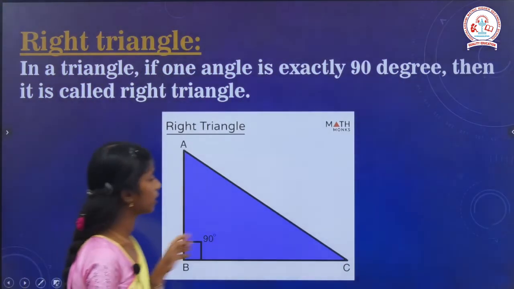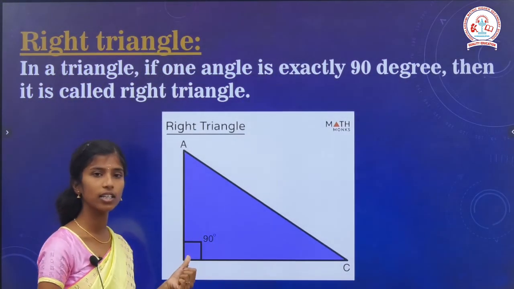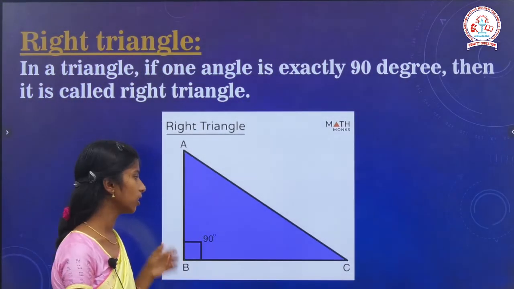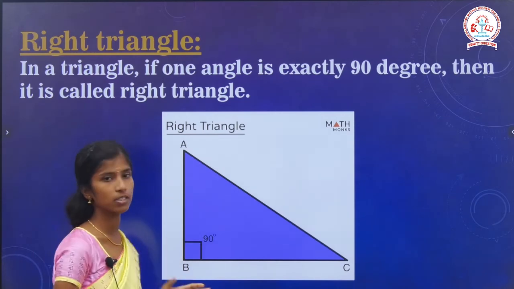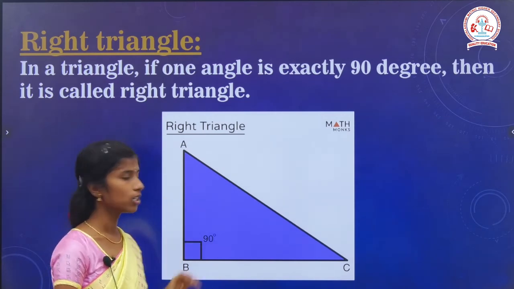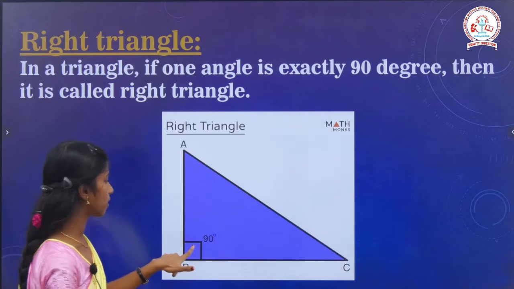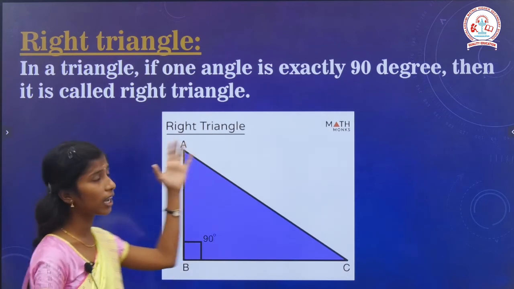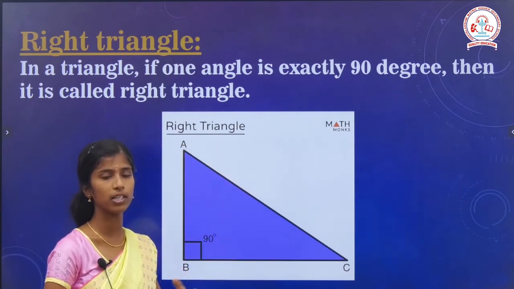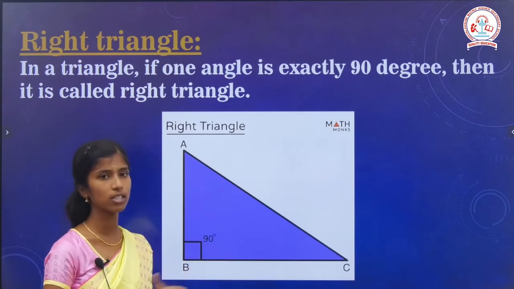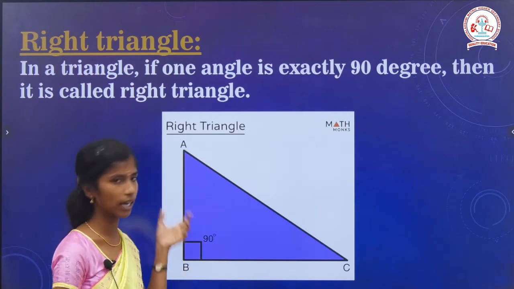Then see children, here the angle is exactly 90 degree. As I said earlier, the angle of 90 degree is known as right angle. So here the angle is 90 degree. That means one angle is exactly 90 degree, so that triangle is known as right angle triangle or right triangle.